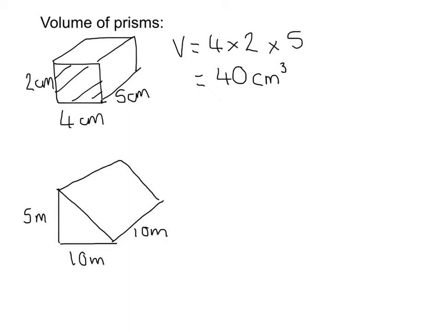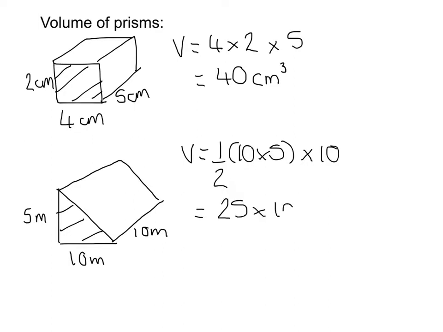Let's look at another example then. Try and calculate the volume of this triangular prism. Well, I need to work out the area of a cross-section, being this triangle. And to work out the area of a triangle, well, it's half of a rectangle or square, so it's half base times height. So it's 1/2 of 10 times 5, which gives me the area of a cross-section, times by the stretch, which is 10, which gives me a half of 50, which is 25. So it's 25 times 10, which is 250. Now it's meters times meters times meters, so it's meters cubed.